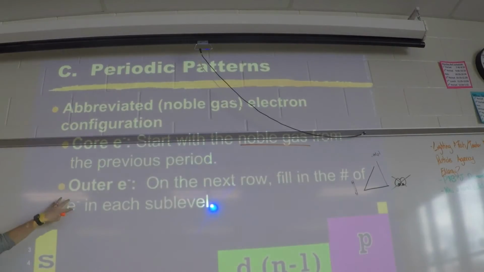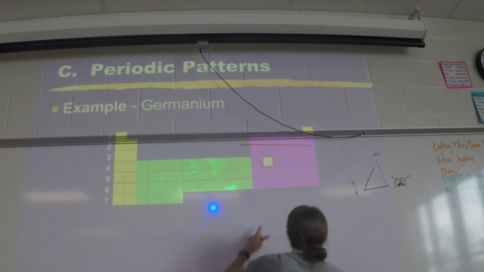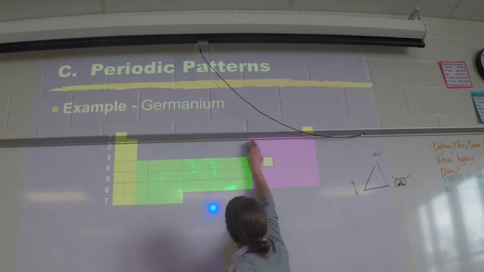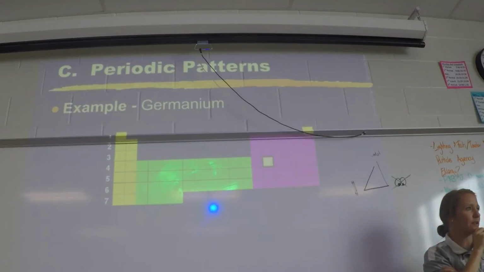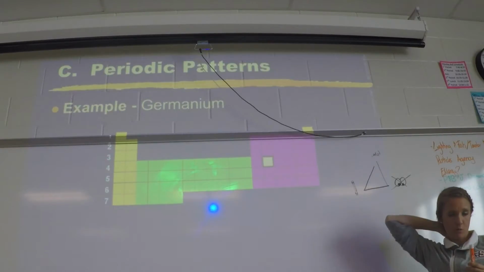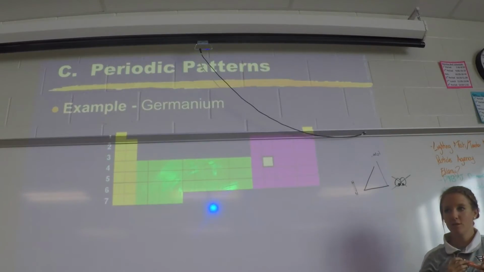And then we just start on the next row and then fill the number of electrons in each sublevel. Okay, so let's try this one together. Let's do a shortcut for germanium. Look on your periodic table. Germanium's right here. Don't say it out loud, but point to what noble gas you think we'd want to use here.